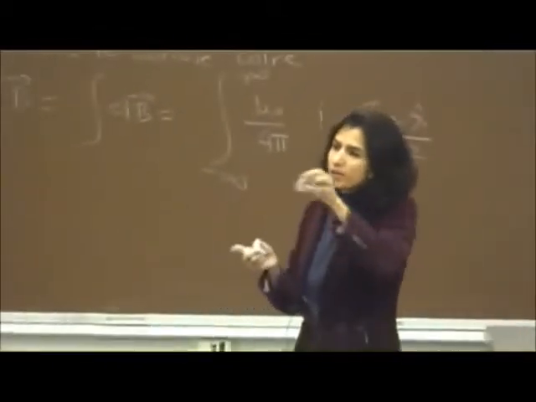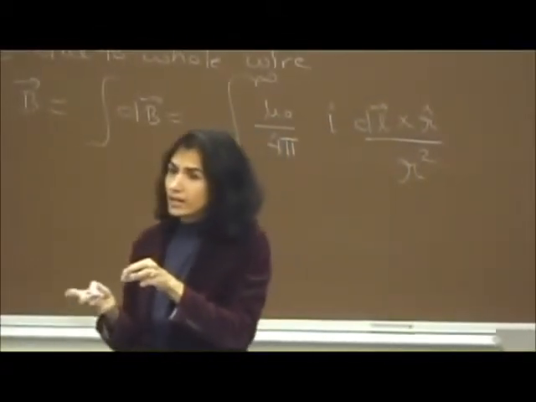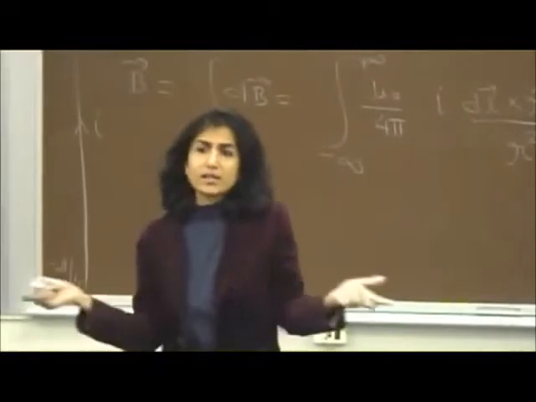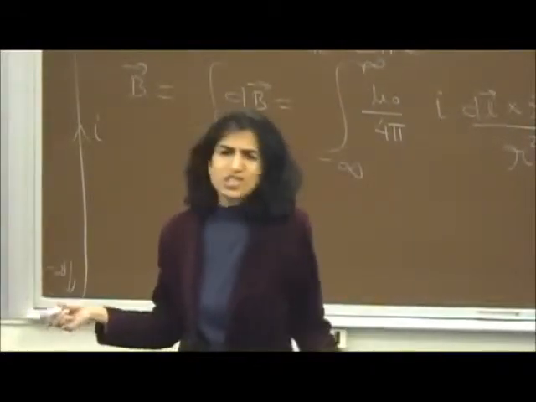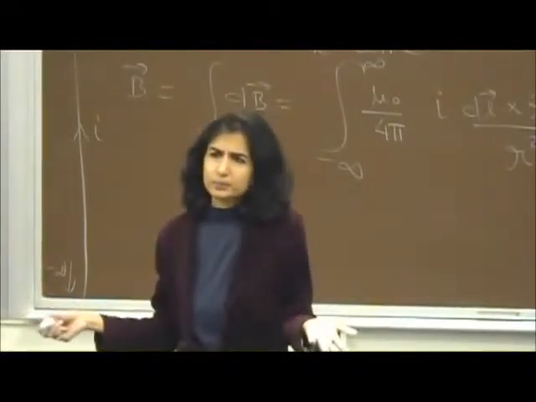Integral dl will just be the perimeter of the loop, wouldn't it? So for example, if it was a circle, it will be 2 pi r. It will just be whatever is the perimeter.